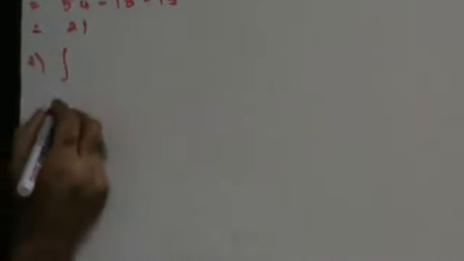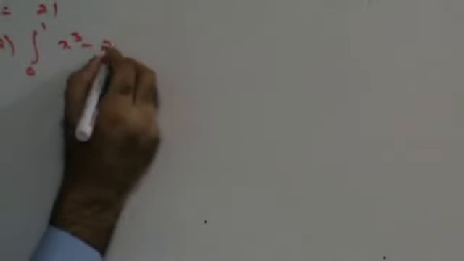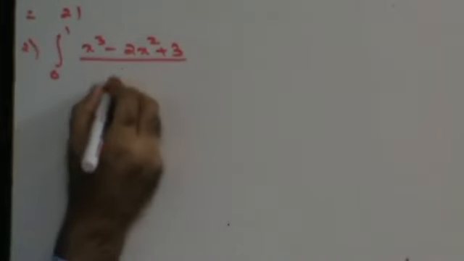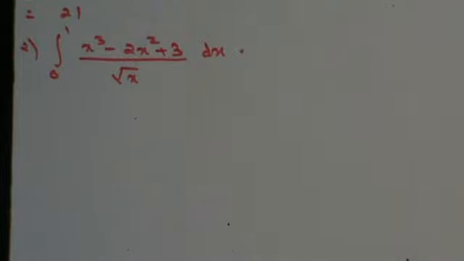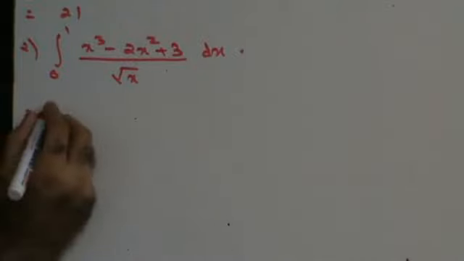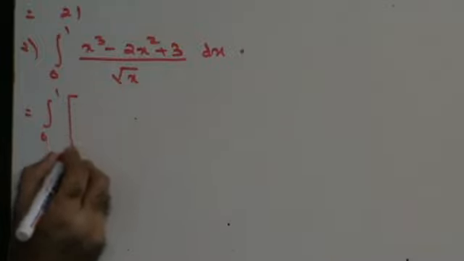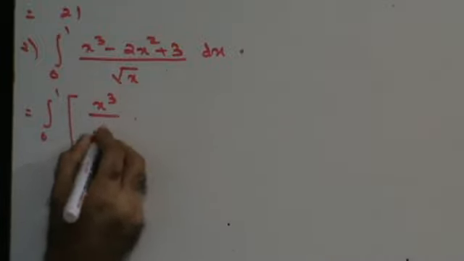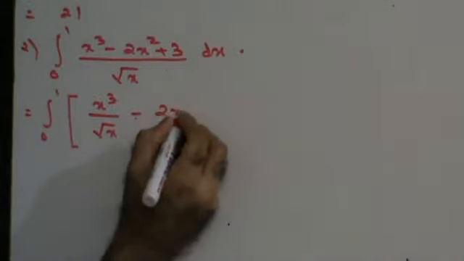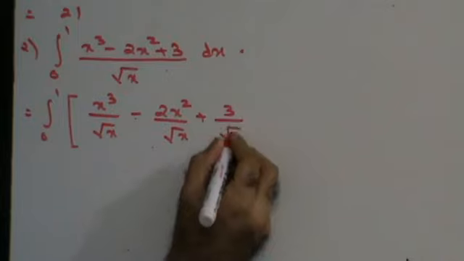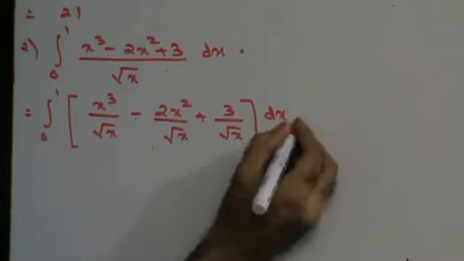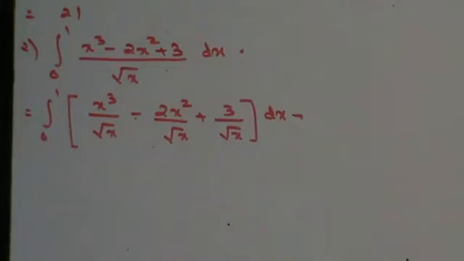Integral of 0 to 1 x cube minus 2x square plus 3 upon root x dx. Now this can be written as integral of 0 to 1 as it is. This can be written as x cube upon root x minus 2x square upon root x plus 3 upon root x dx. What did I do here? I just split the numerator.